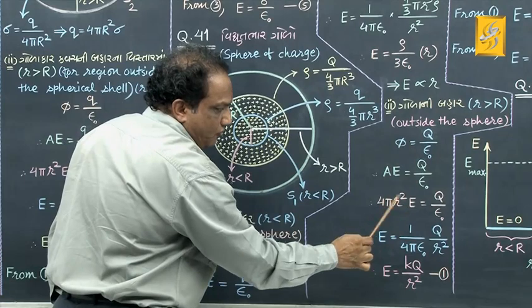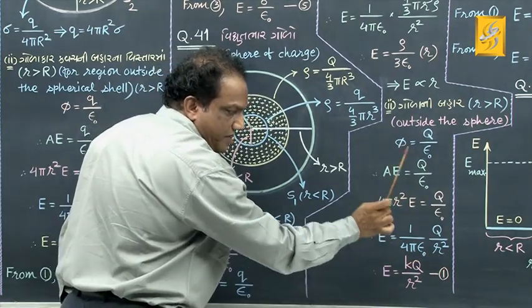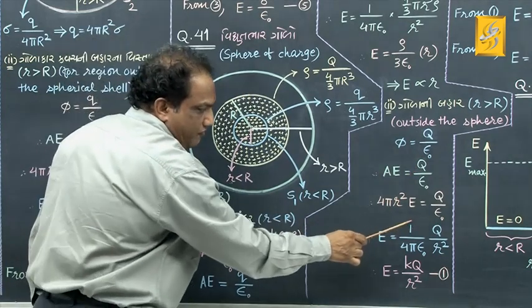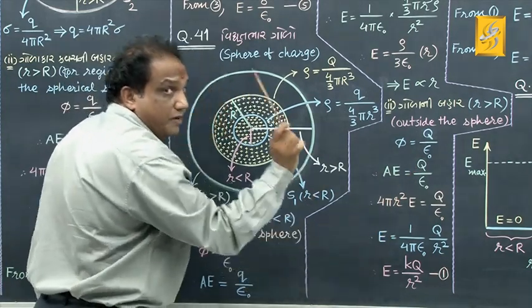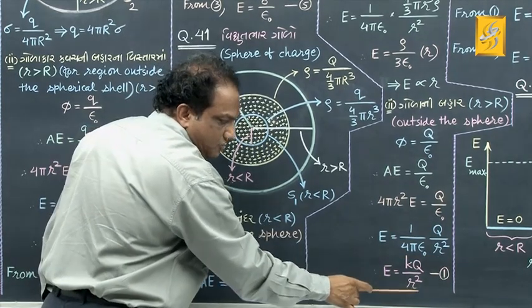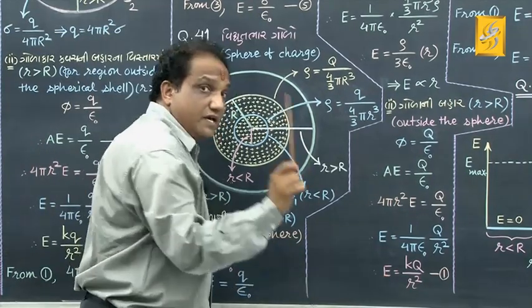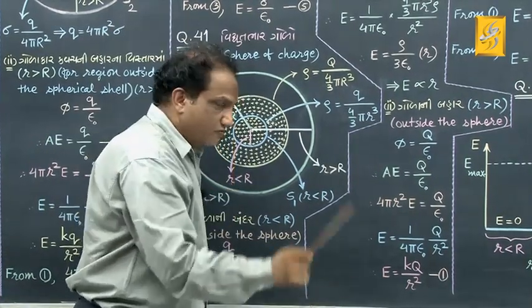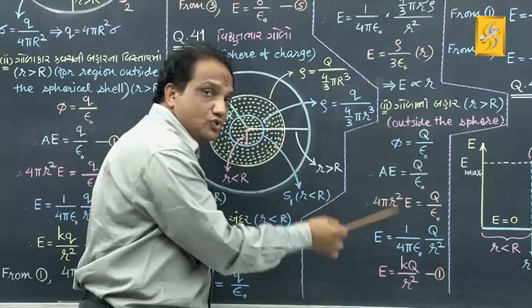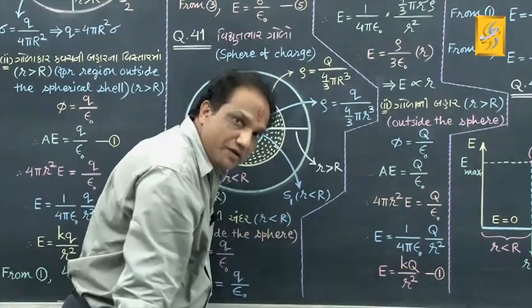Now find out capital E from here, transfer this part in the denominator. So 1 upon 4 pi epsilon 0 into capital Q upon small r square. 1 upon 4 pi epsilon 0, you can replace it by small k into capital Q upon small r square. Once again we have got electric field very much like a point charge, correct? For a point charge, its electric field is also like this only, k into charge upon distance square, correct?